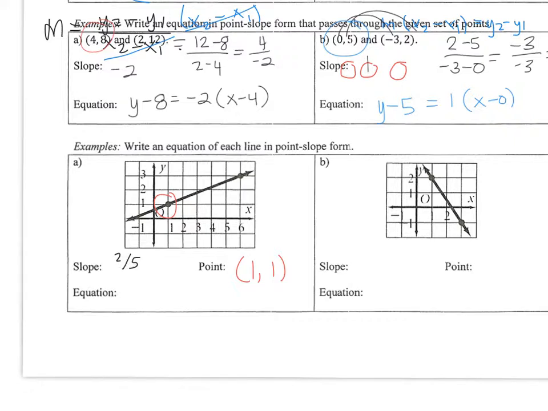So my equation is going to be y minus 1 equals the slope, which is 2/5, times x minus 1.